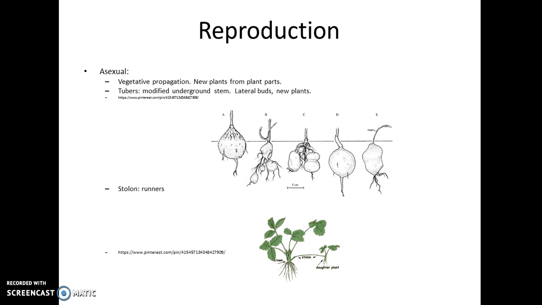Tubers are modified underground stems. I too thought that they were modified roots, but they are not. So things like potatoes, those are modified stems. Now there are buds coming from the tuber that can grow into new plants. And stolons or runners are basically overground stems that reach out, and they grow daughter plants from those stems. That happens all the time in strawberries, especially. And you've got to cut those runners in order for the parent plant to be healthy and produce lots of strawberries.